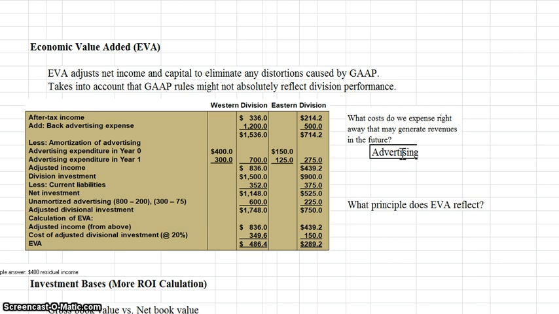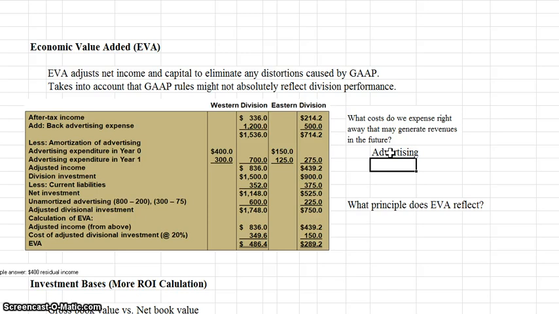It is possible that there is some advertising that is currently being expensed in the current period that isn't necessarily reflecting the true expenses of the company. So with economic value added, we take out a portion of those advertising expenses and then proportionately put them into the years that we think they are helping to generate revenues. Try thinking of another one. There's one other really big one that we usually talk about in class.